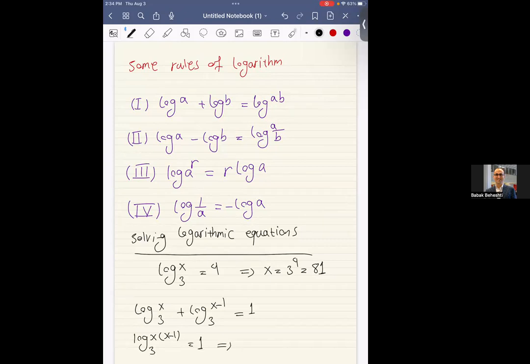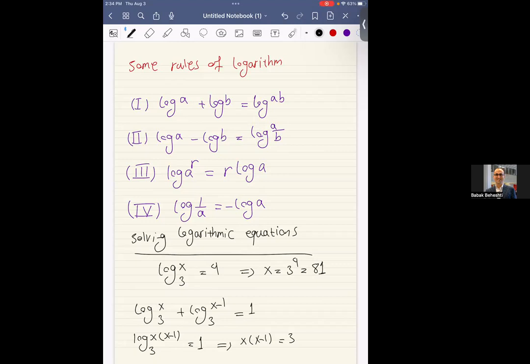So now this is basically the same as saying that x times x minus 1 is equal to 3 to the power 1, which is 3. So you have to solve this x squared minus x equal to 3, which is a quadratic. But I leave it to you. Can you solve this and tell me what is the answer?